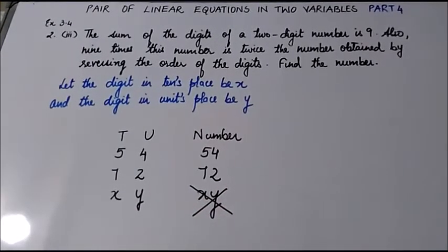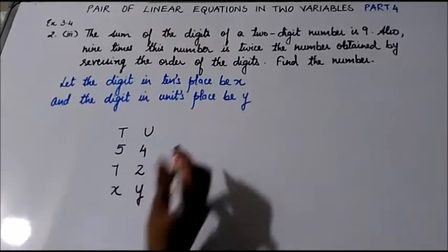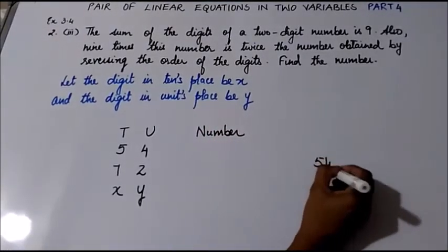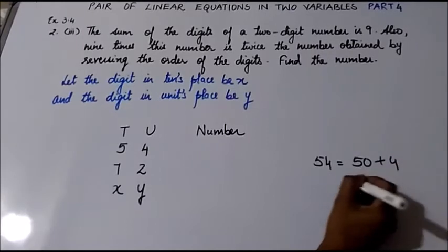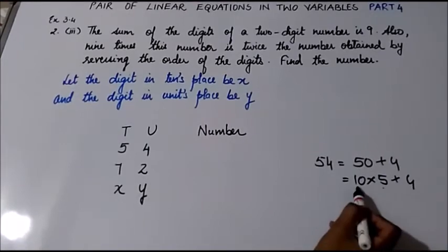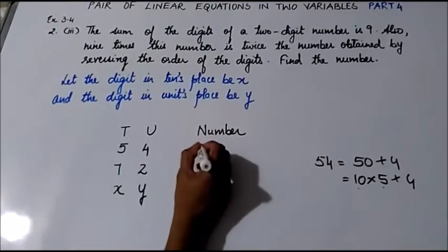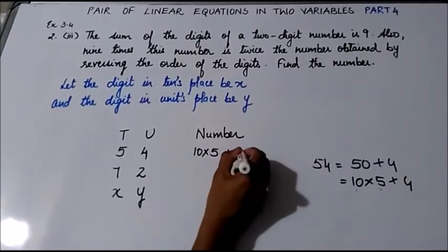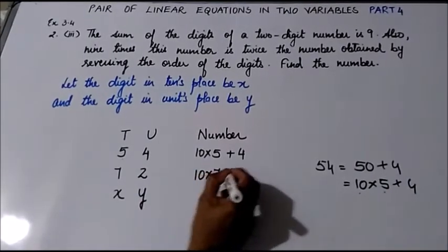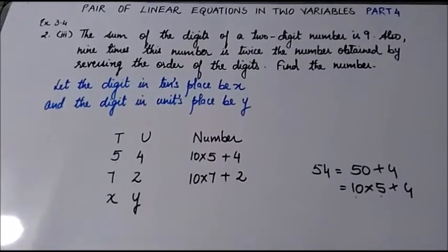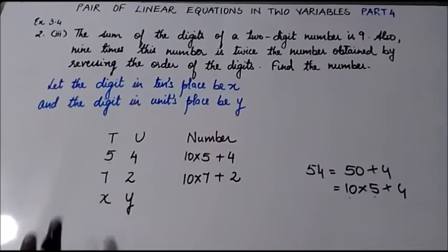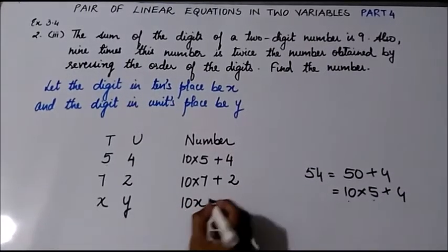So now what do we do? We write the number in the expanded form. That is, 54 can be written as 50 plus 4. That is 10 into 5 plus 4. The digit in the tens place is multiplied by 10. So in the first case it becomes 10 into 5 plus 4. What's the digit in the tens place in the second example? It is 7. So it will be 10 into 7 plus 2. This is 70 plus 2, that gives us 72. Now coming to our question, x is the digit in the tens place. So we have to multiply x by 10. That will give us 10x plus y.